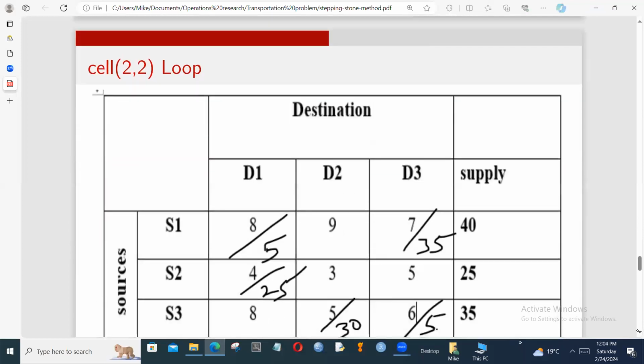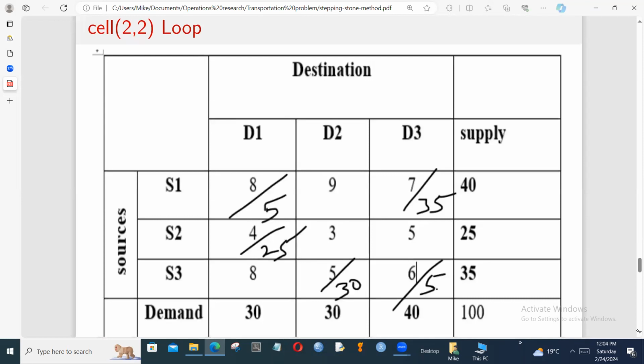Then we can check cell 2, 2. The next cell is cell 2, 2. For this one you also need to draw a closed loop. The closed loop will be this way, coming here, coming this way. We have to move straight where there are units, then straight where there are units, come here. Now we allocate the signs alternately: positive, negative, positive, negative, positive, negative, so that we can get the index.